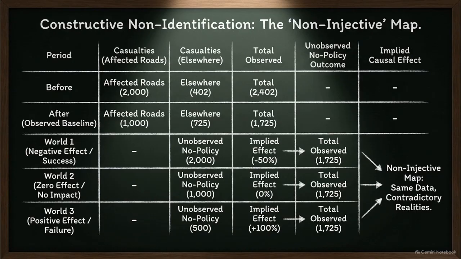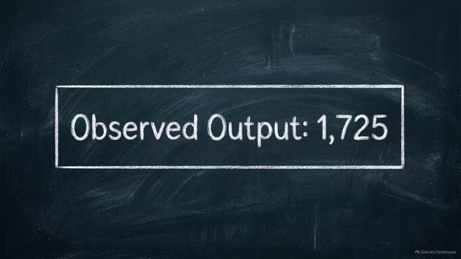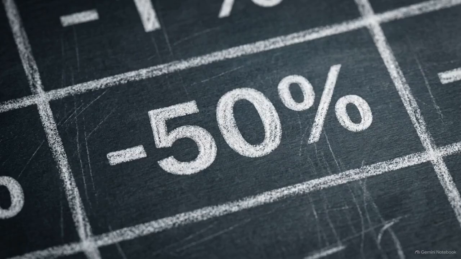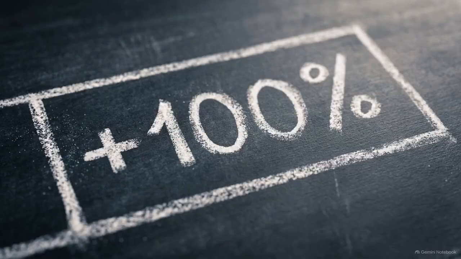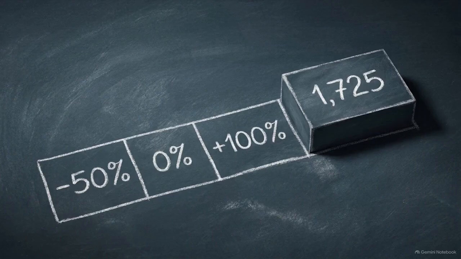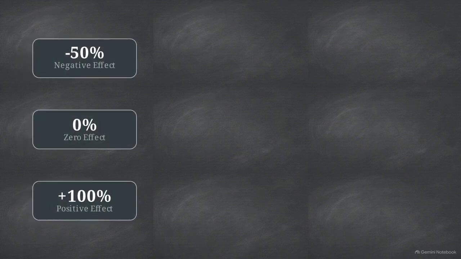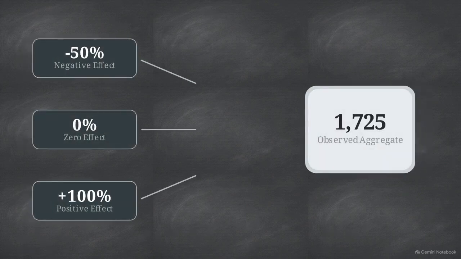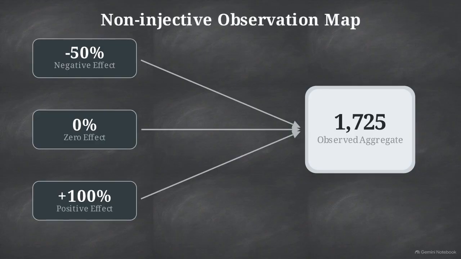Look at the observed outcomes. All 3 of these completely contradictory causal realities are perfectly compatible with the exact same observed aggregate drop, down to 1,725. Because the aggregate data comfortably supports a negative effect, a zero effect, and a positive effect, it mathematically differentiates none of them. This chart illustrates the mathematical breakdown. 3 distinct causal starting points map directly into a single observed endpoint of 1,725. This is a non-injective observation map.